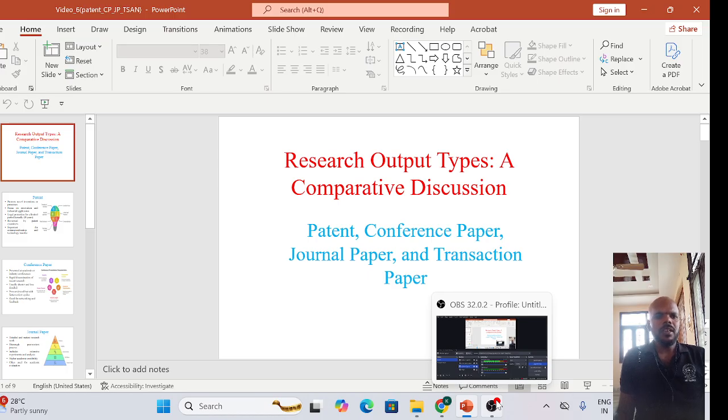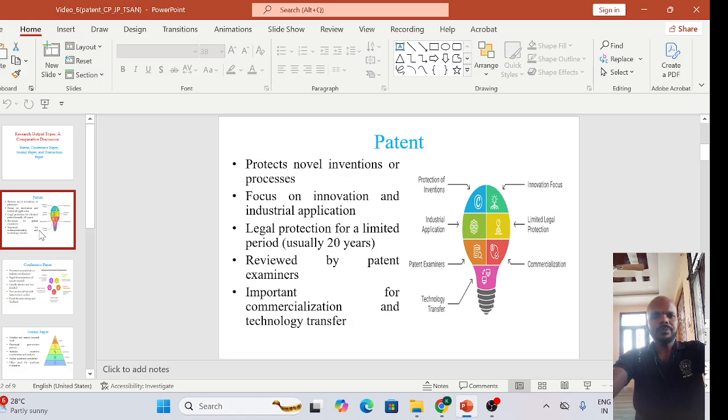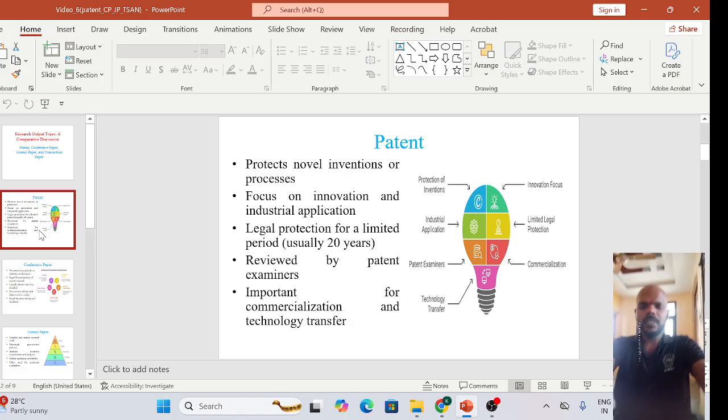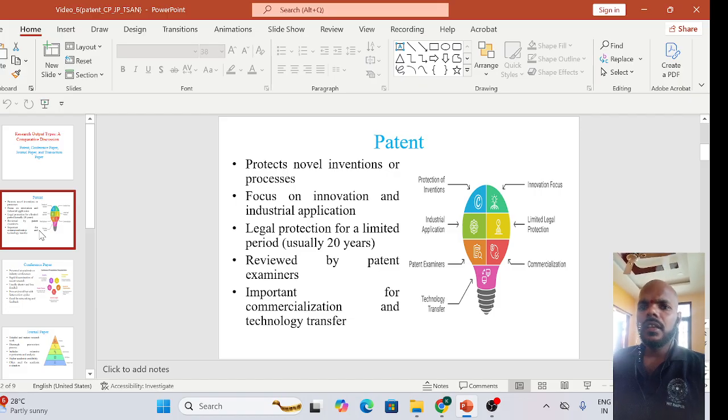First of all, we will discuss the patent, conference paper, journal and transaction paper. We will discuss them one by one, so without further delay, the first point: we will discuss what a patent is, right?